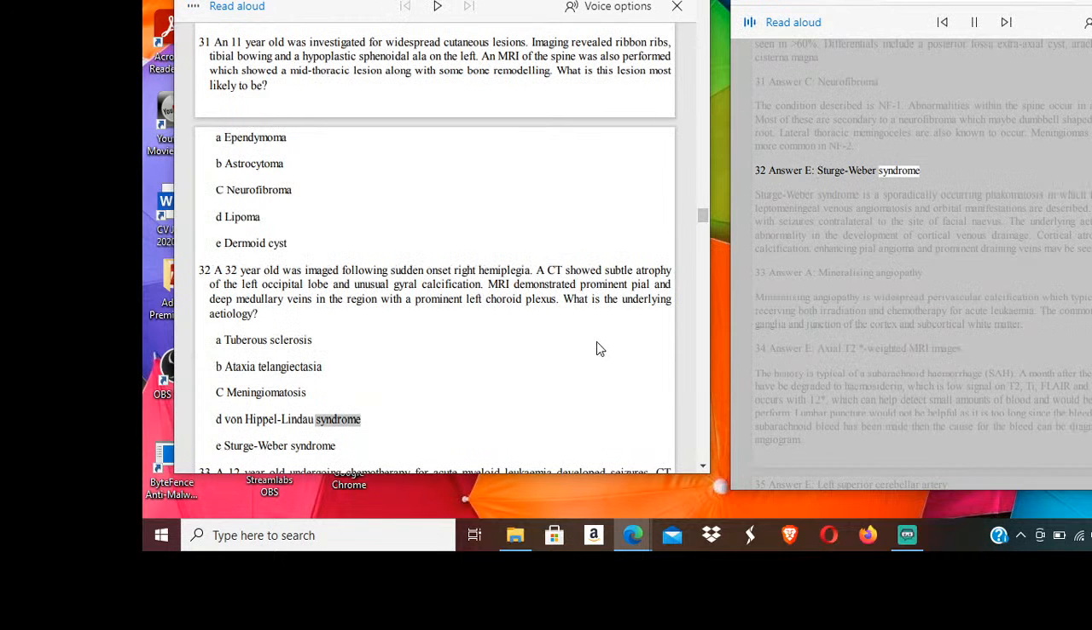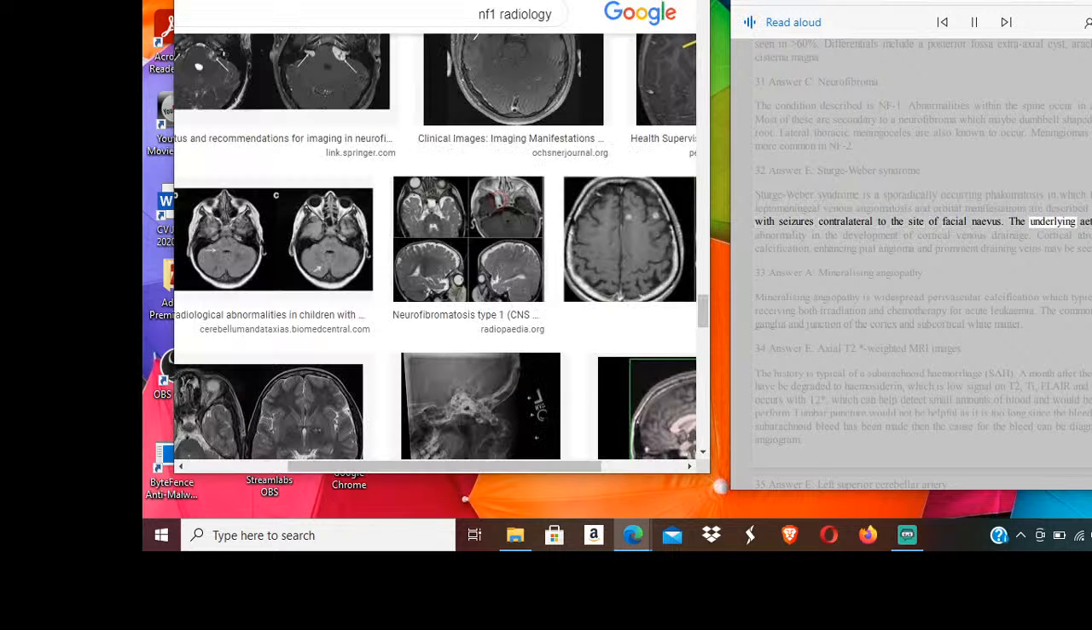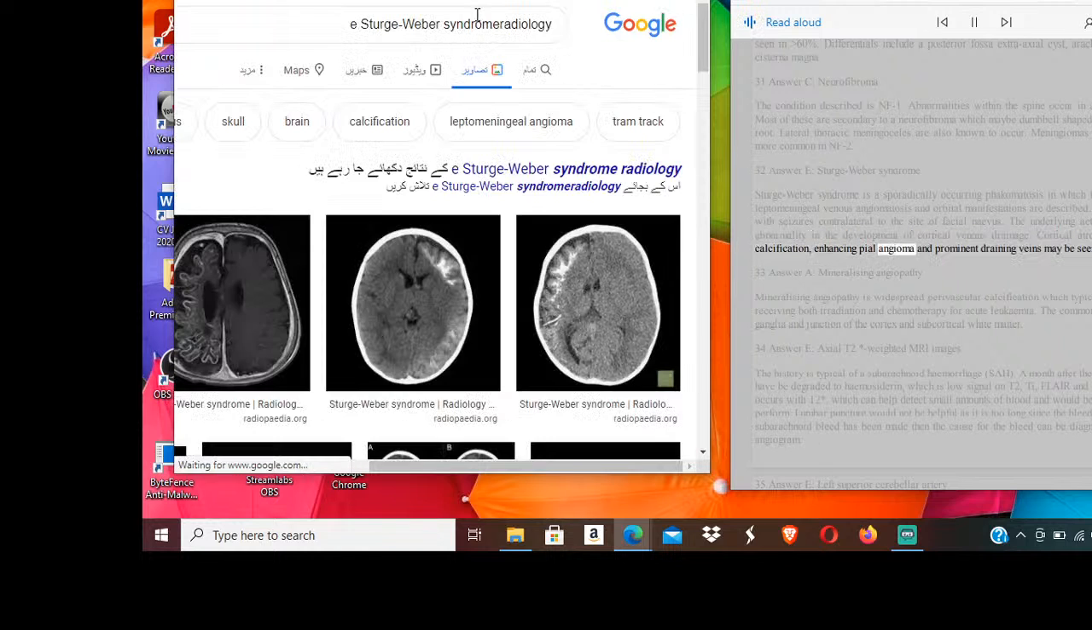Sturge-Weber syndrome. Sturge-Weber syndrome is a sporadically occurring phakomatosis in which facial port-wine nevi, leptomeningeal venous angiomatosis, and orbital manifestations are described. Presentation is usually with seizures contralateral to the site of facial nevus. The underlying etiology is probably an abnormality in the development of cortical venous drainage. Cortical atrophy, tram-track gyral calcification, enhancing pial angioma, and prominent draining veins may be seen. 33. Answer A.